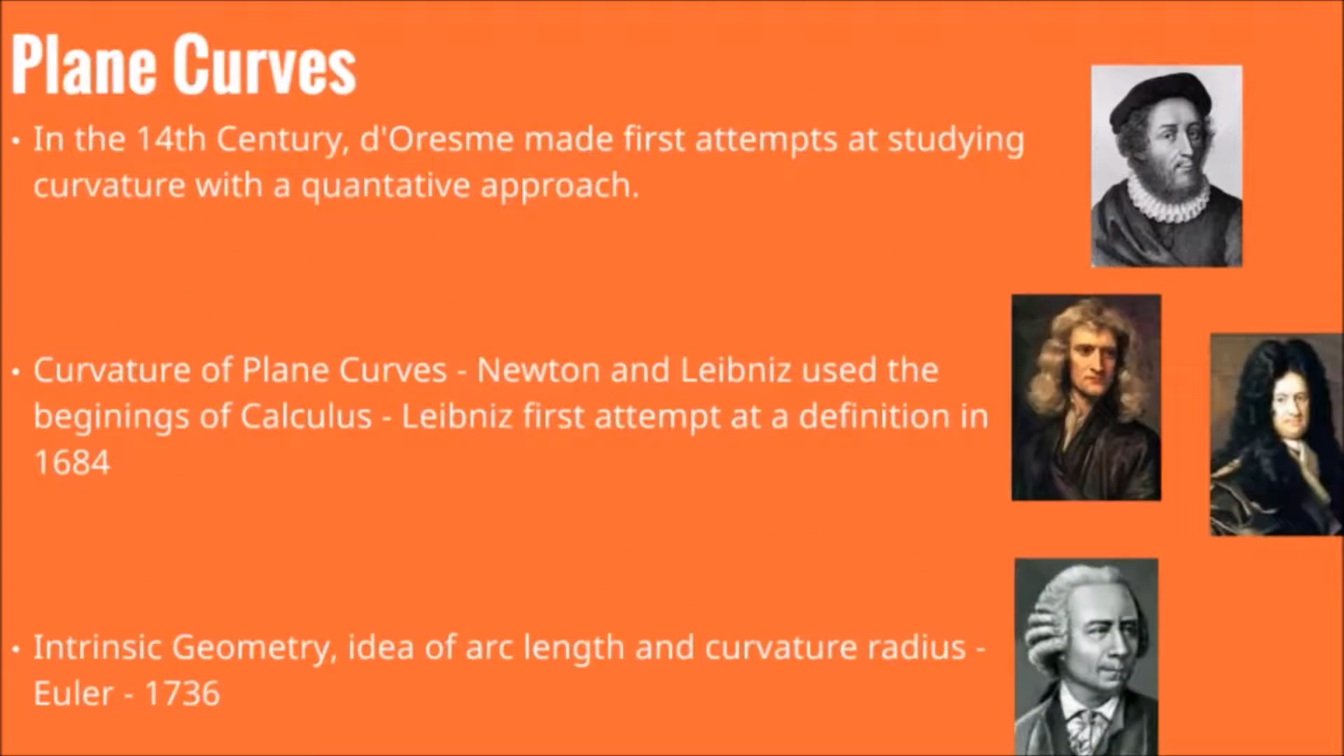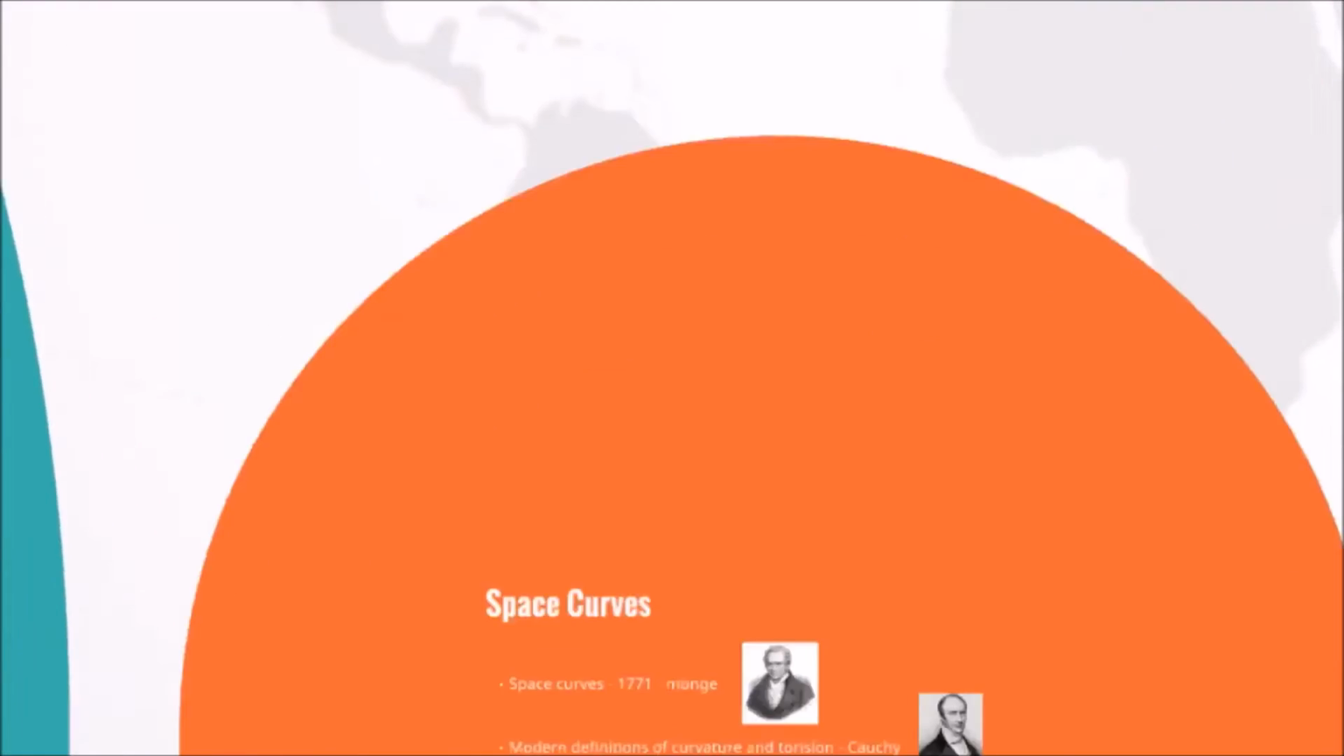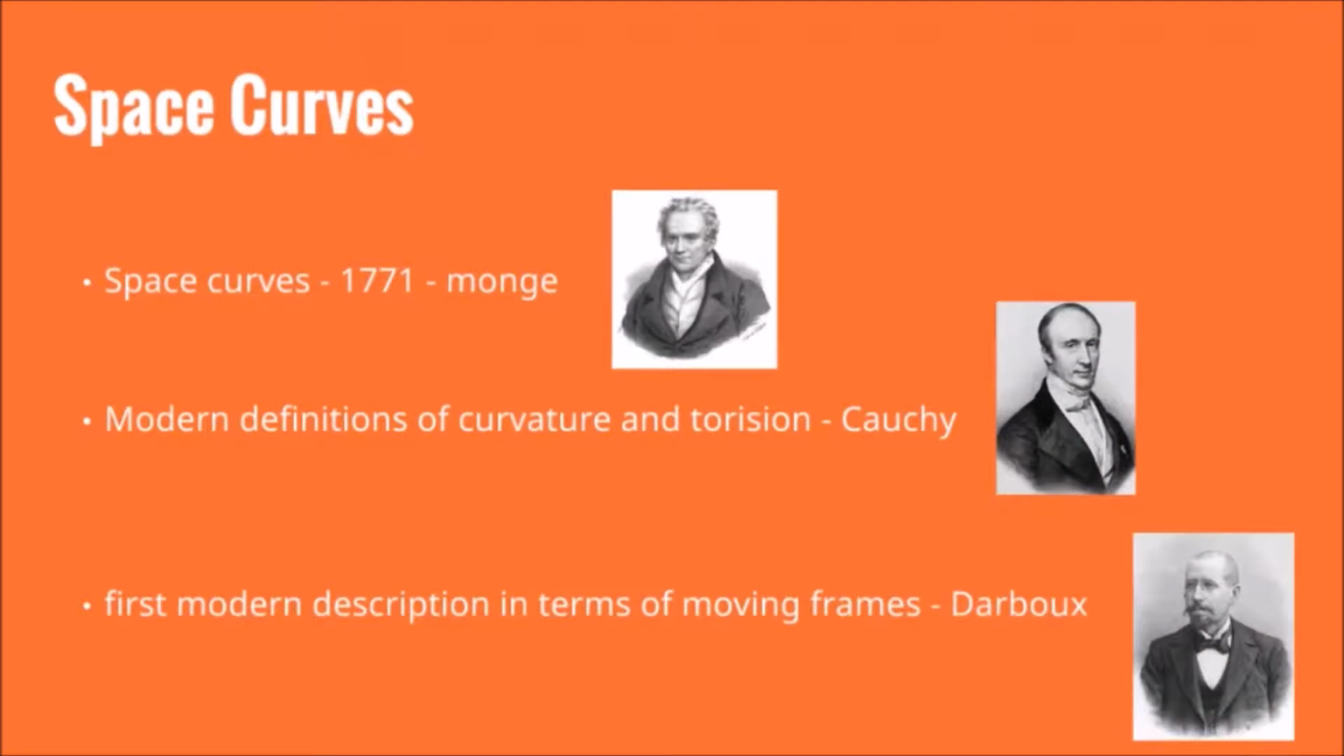Other notable figures had a hand in its development, including Newton and Leibniz, Leibniz attempting a first definition in 1684. Ideas such as arc length and curvature radius came about. Later on in 1771, Mond developed the idea of space curves, with Cauchy giving definitions for curvature and torsion that are still used today, and the idea of moving frames came about by Darboux.